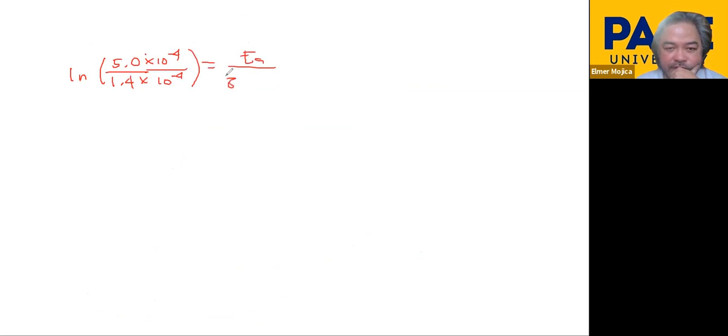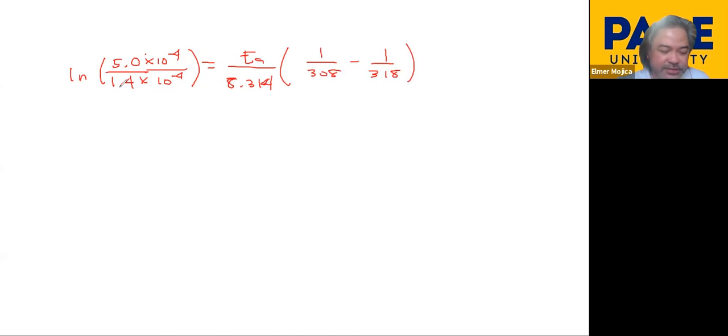So I have here the ln of 5.0 over 1.4. Anyway, they're just going to be the same, okay? Equals EA over 8.314, and then you have 1/308 minus 1/318. So what do I get here? That's just 5 divided by 1.4, so it's around ln of 3.57.